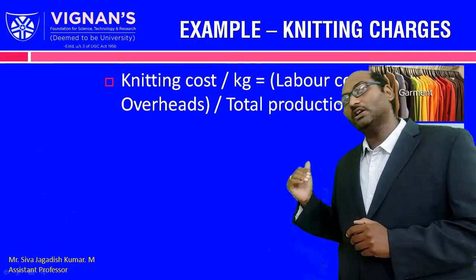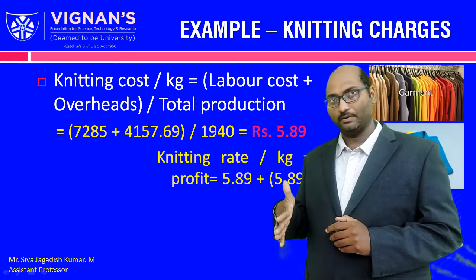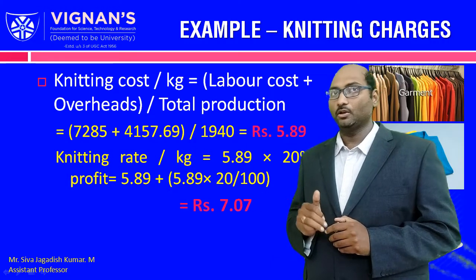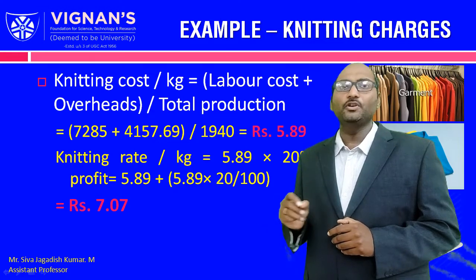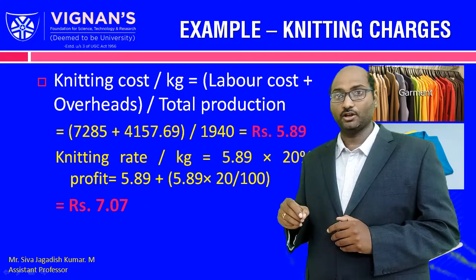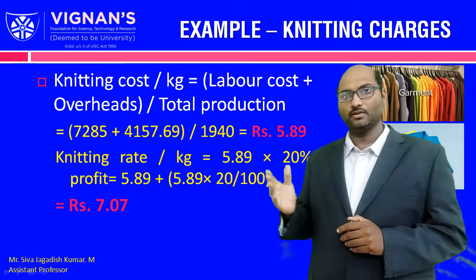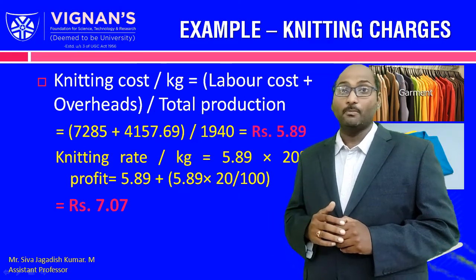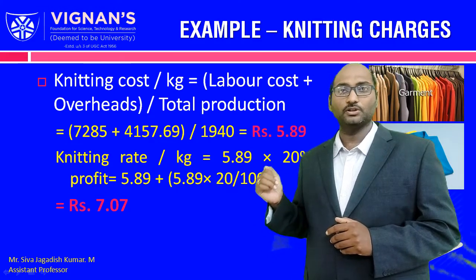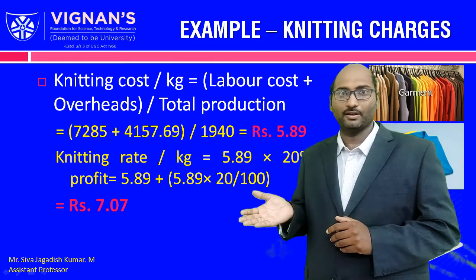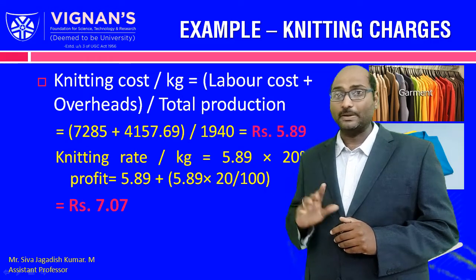So the knitting cost is labor cost plus overheads divided by total production. That would be only 5 rupee 89 paisa per kg. By considering 20% profit for the industry, not if we are selling the raw material, then it is different, but we are only seeing the profit on the knitting rate. So 5 rupee 89 paisa is the base cost which is involved for us in order to convert yarn to fabric. So 20% profit on that gives the knitting charges as 7 rupees per kg.